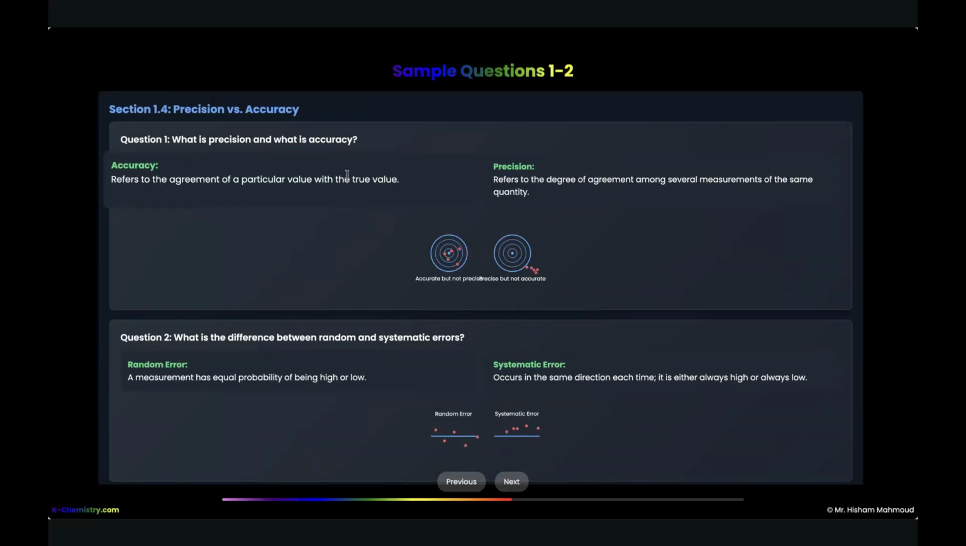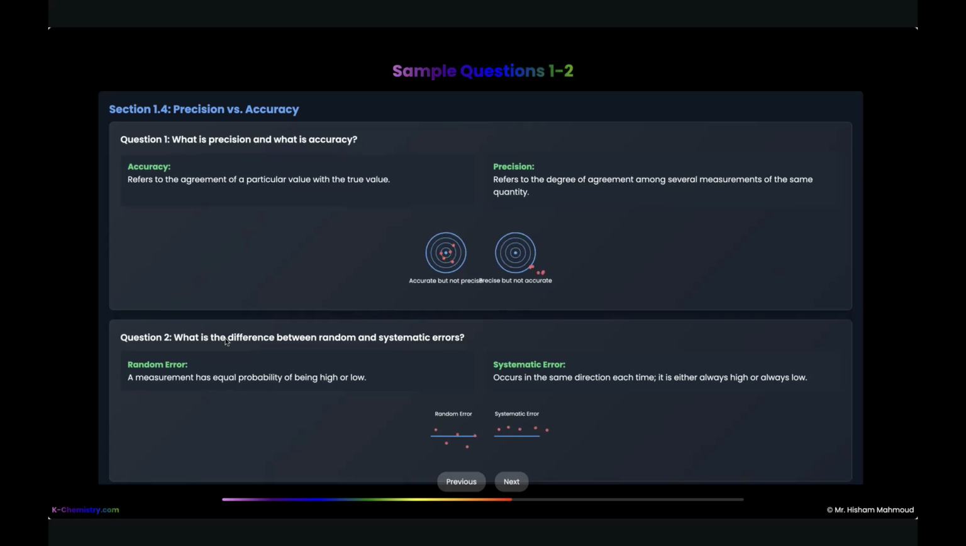What is precision and what is accuracy? Accuracy refers to the agreement of a measurement with the true value. The true value is here in the middle, so the answer is around here. This is accurate. Precise means that the number of results are close to each other, but they are not close to the true value. So it is the degree of agreement among several measurements of the same quantity.